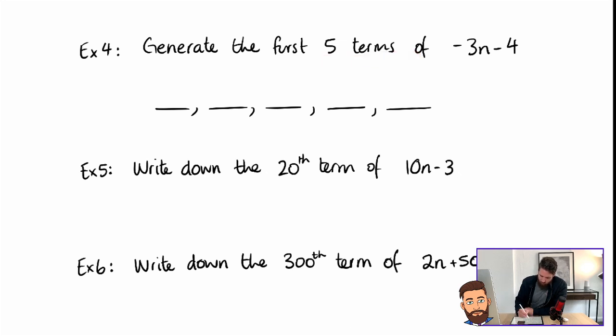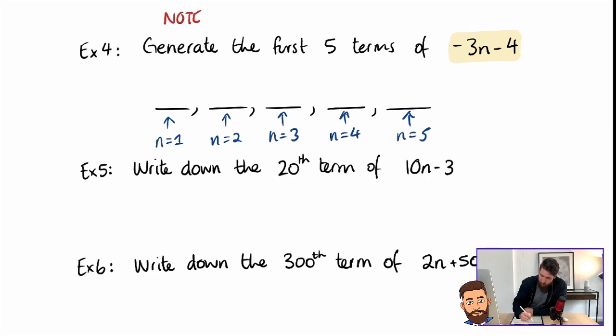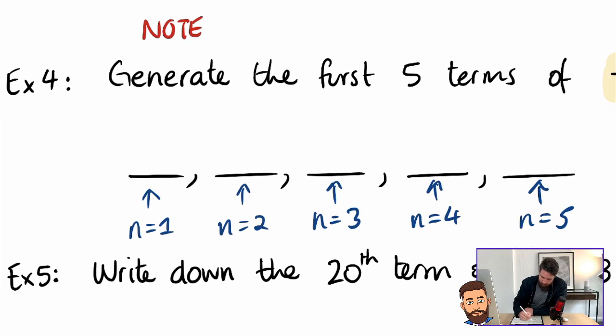So we've got n is 1, n is 2, because I want the first 5 terms. N is 3, n is 4, and n is 5, of the nth term, which states minus 3n plus 4. So you have to be careful here. The first note that we're going to add at the top, we'll just say note.